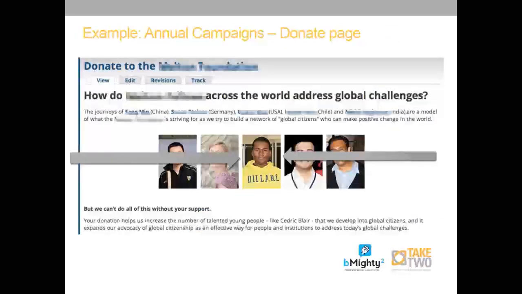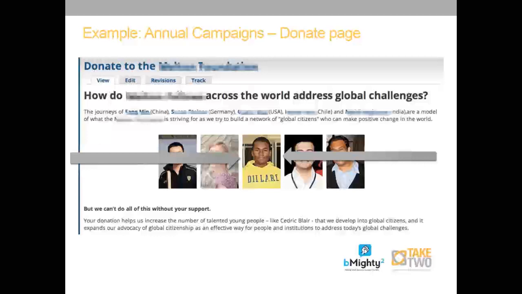And on the donate page, they had several people profiled, including this particular person that they had sent this letter around, that they had done the Facebook page around. And what this does, as you can see, is drive people to the donate page, building on a narrative.